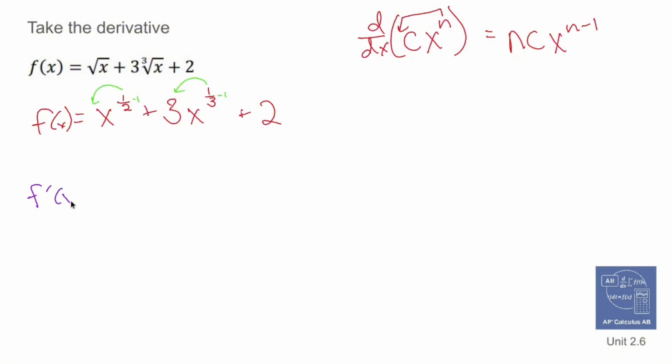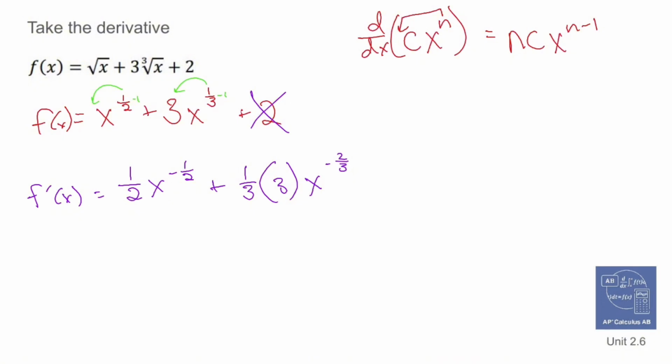So f prime of x is going to be 1/2 x to the 1/2 minus 1 is negative 1/2. Okay, now we're going to bring down the 1/3, so plus 1/3 times the 3 that's already there. x to the 1/3 minus 1 is negative 2/3. Okay? Now, the derivative of a constant number disappears, goes away, gone, donezo. So that makes life easier.